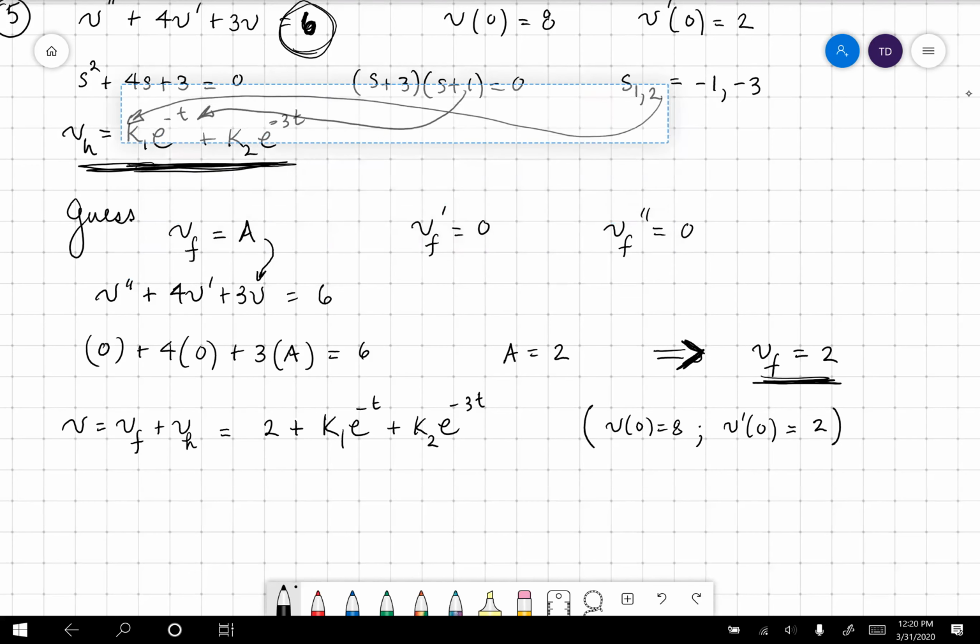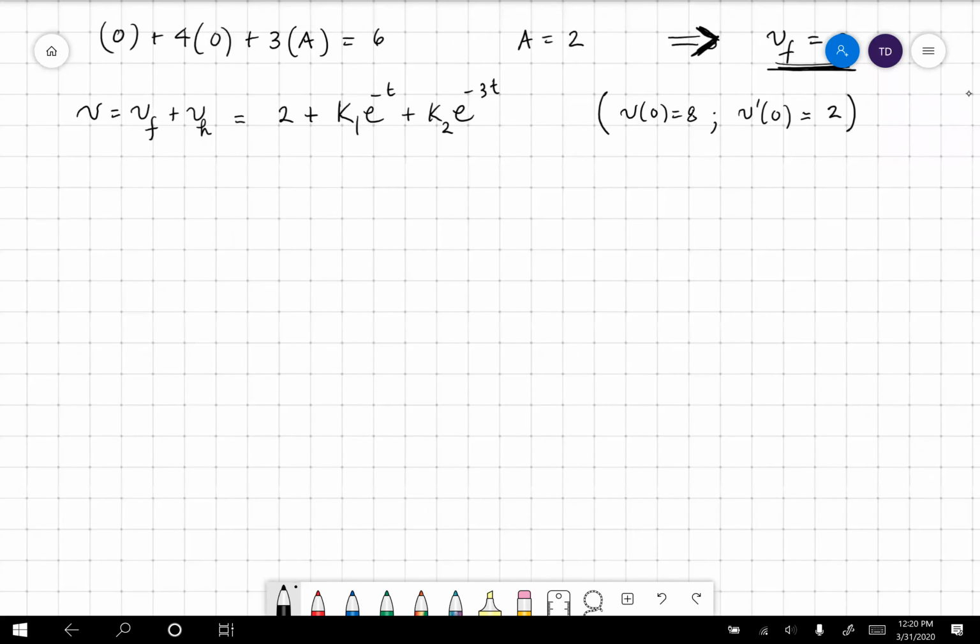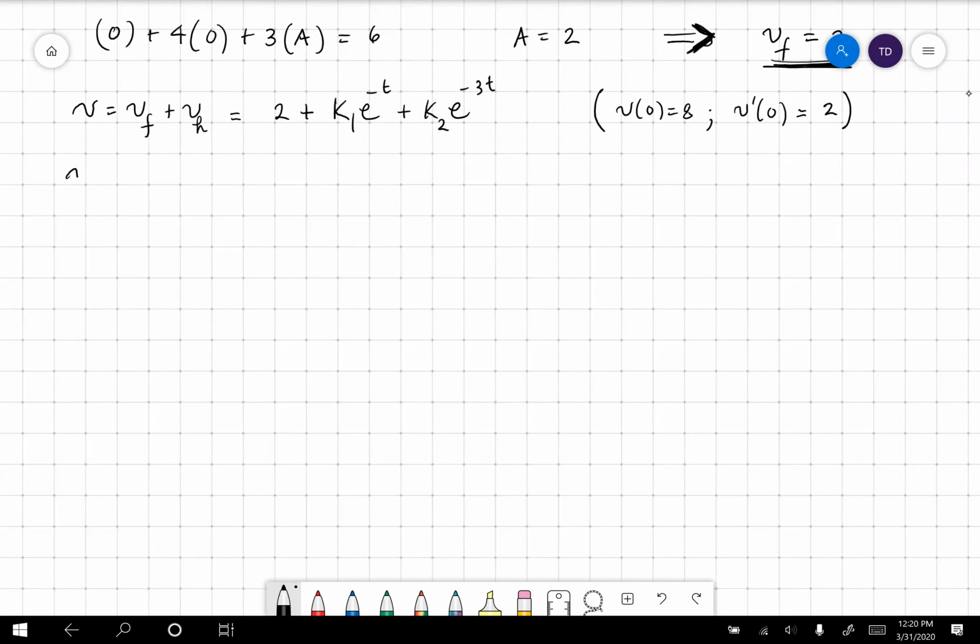All right, put that right there. Slide that up. Okay, we have V, we need V prime. V prime equals, derivative of 2 is 0. Don't think I need to write it there, but I will. 0 minus K1 e to the minus t minus 3 K2 e to the minus 3t.